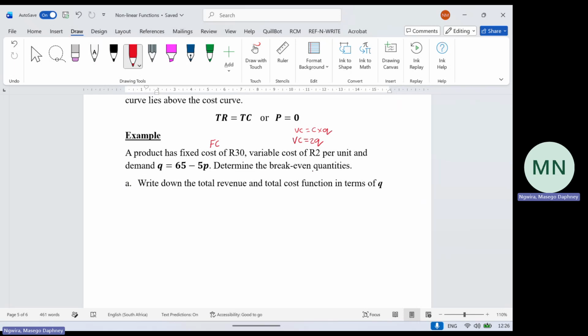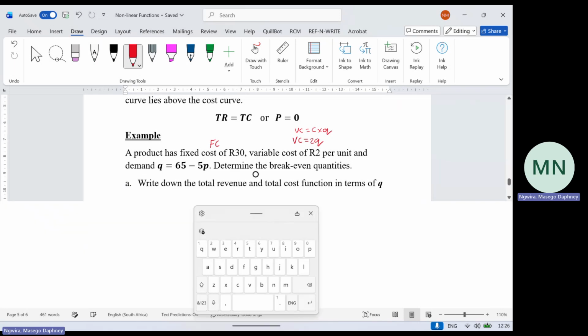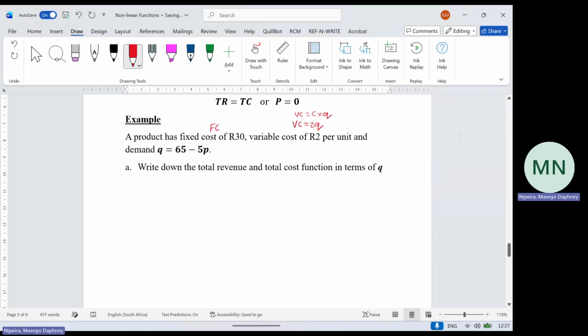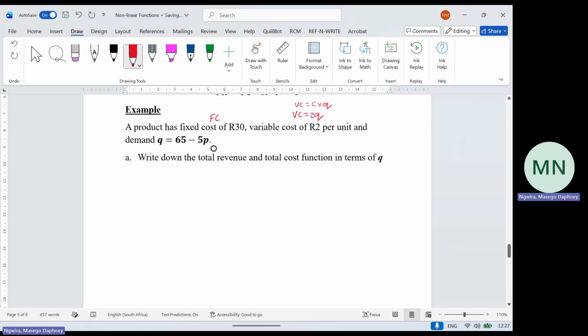So they're saying determine the break-even quantities. Okay, I think I was supposed to remove this question, because I decided to make this longer so that we can all understand. Please excuse that part. I just wanted to make the question longer instead of answering two things in one. The first part says write down the total revenue and the total cost. So our answer must be in terms of Q.